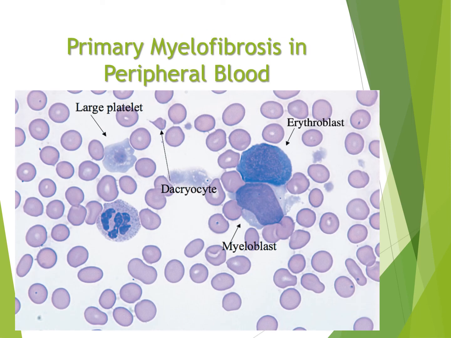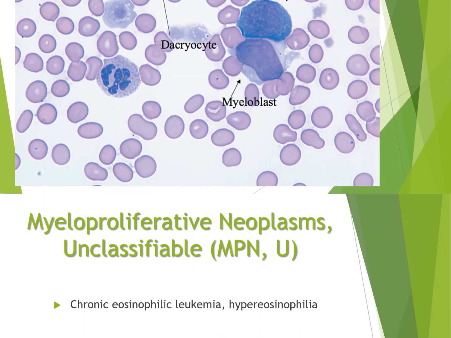So here is a clinical picture of the problems you can see due to primary myelofibrosis. As you can see, the platelets are large and abnormal in shape. You might see a dacryocyte or a few of those, and sometimes immature types of cells coming out.